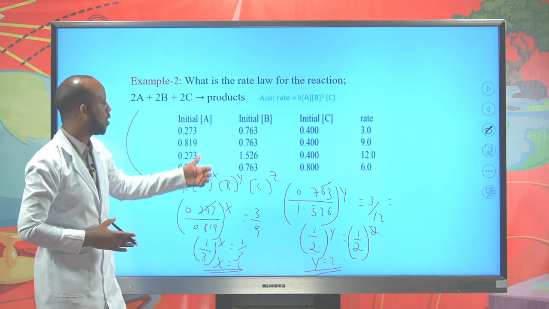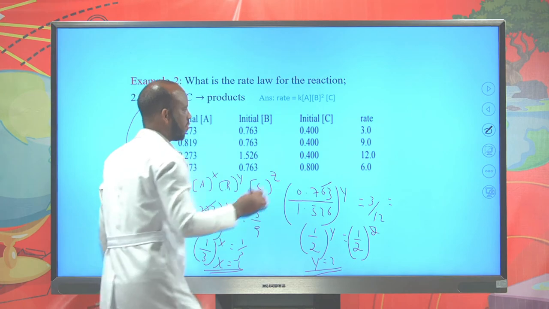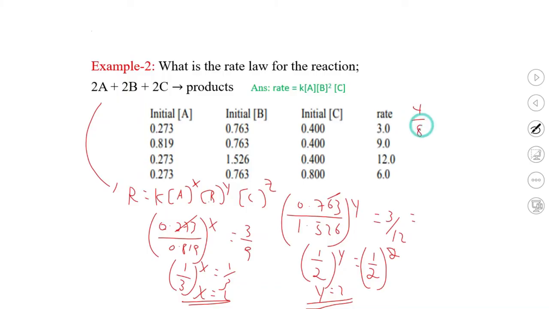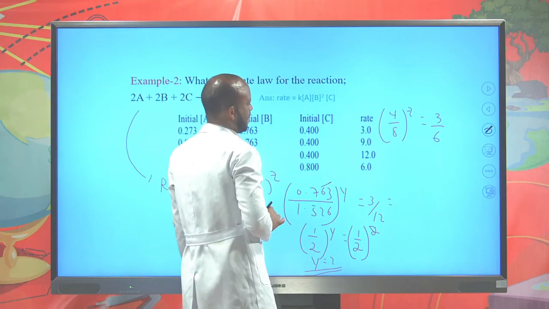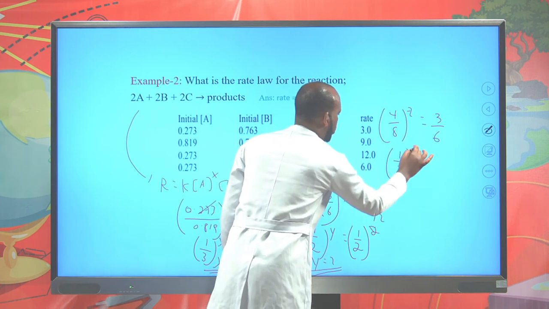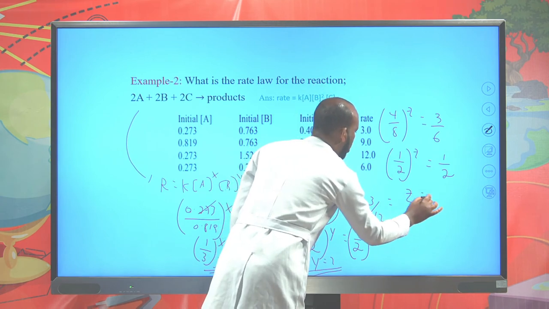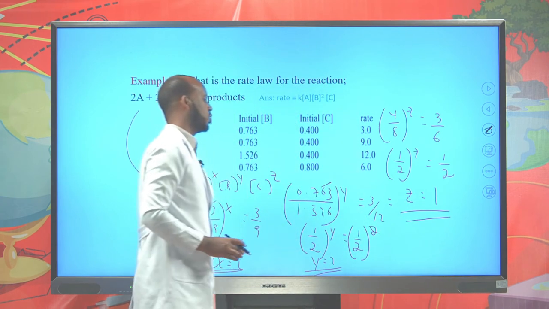Now, experiments 1 and 4. Concentration of C varies: 4 over 8 to the power z equals rate 1 over rate 4, which is 3 over 6. So 1 over 2 to the power of z equals 1 over 2. From this, z equals 1. The value of z is 1.